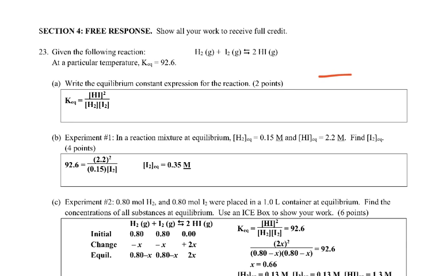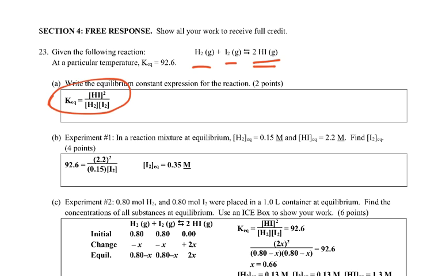Okay, we're on to the FRQs. Okay, first one really simple, just write the KEQ expression. So these are all gases, so it's going to be this guy squared over this guy, and that's the answer, pretty simple. Okay, experiment 1, in a reaction mixture at equilibrium, we're given those values, find the I2 concentration.